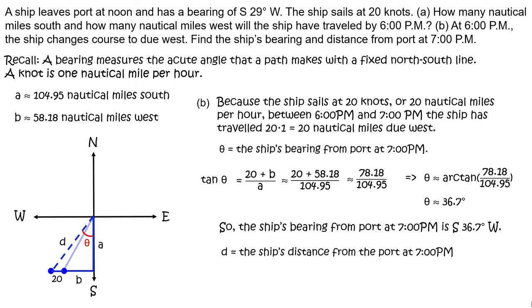Let D be the ship's distance from the port at 7 p.m. Use the distance formula to help you find D. Write D approximately equals the square root of the quantity 104.95 squared plus 78.18 squared. Evaluate to get D approximately equals 130.9 nautical miles from port.